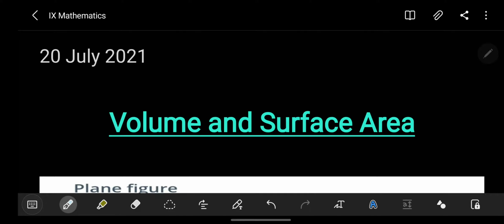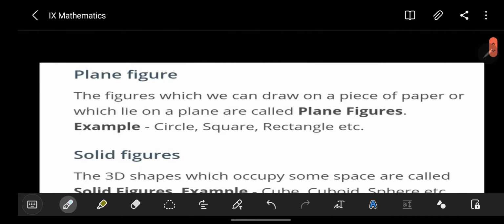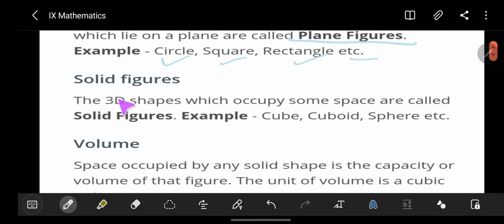First of all, let us understand the basic concepts regarding 3D objects and 2D objects. So first is plane figures. The figures which we can draw on a piece of paper, which lie on a plane, are called plane figures. Examples: circle, square, rectangle, etc. And solid figures are the 3D shapes which occupy some space. For example, we have cube, cuboid, sphere, etc.